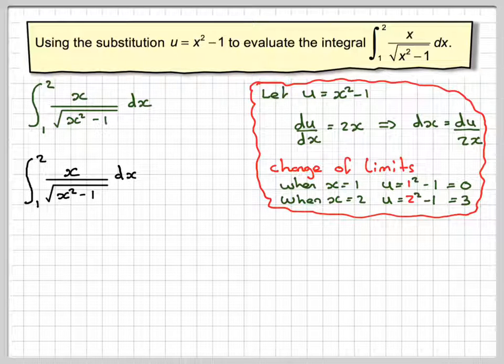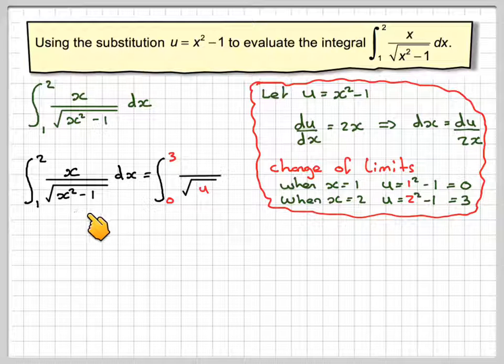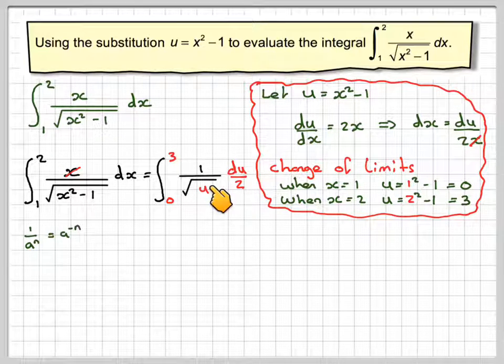So, my integral becomes the integral with new limits, 0 to 3, of the square root of x squared minus 1, which is the square root of u, because u is x squared minus 1. Now the x and the x here will cancel out, and you're just going to get du over 2, and we have to put a 1 in here.